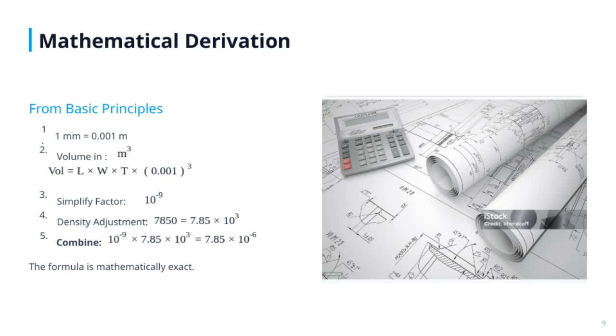Now, let's look at how we combine these key concepts. First, we start with the density adjustment, which is crucial for ensuring our calculations reflect the actual material properties. Next, we consider the simplify factor, a handy tool to make our equations more manageable without losing accuracy. When we talk about volume, remember that the basic unit conversion is 1 millimeter equals 0.001 meters. This helps us maintain consistency in our measurements.